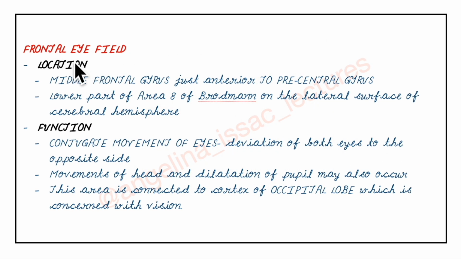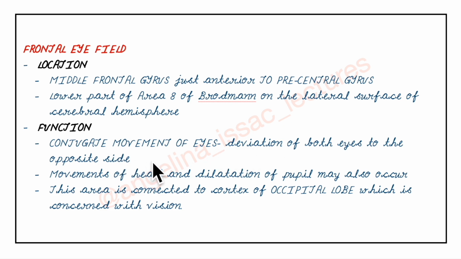Consolidating the important points under the frontal eye field, its location is in the middle frontal gyrus, just anterior to the precentral gyrus. It occupies the lower part of area 8 of the Brodmann on the lateral surface of the cerebral hemisphere. Its function is conjugate movement of eyes, that is deviation of both eyes to the opposite side.